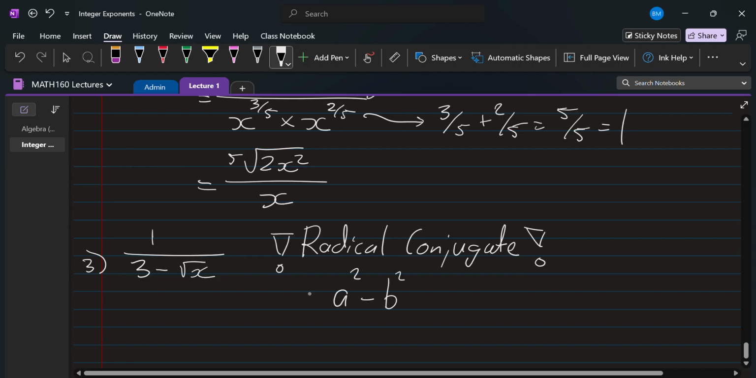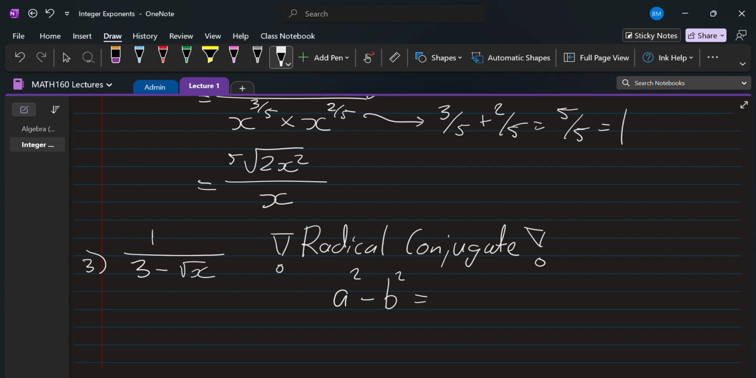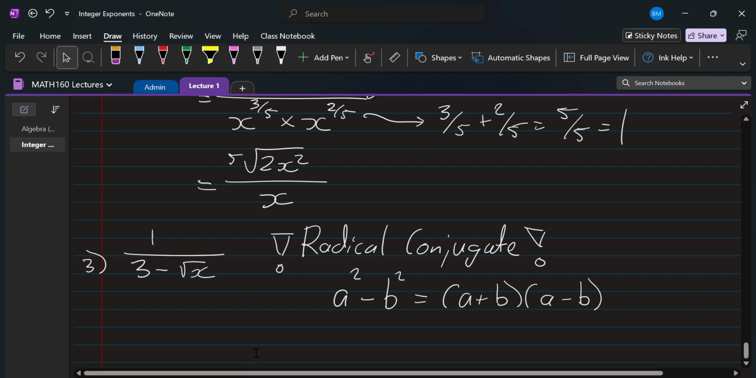Number 3. Okay, 3 is a little bit different. So here we have 1 over 3 minus root x. In the previous cases, we just had the radical by itself. Now we've got 3 minus some radical. How do we deal with this? Well, we use what is called the radical conjugate.